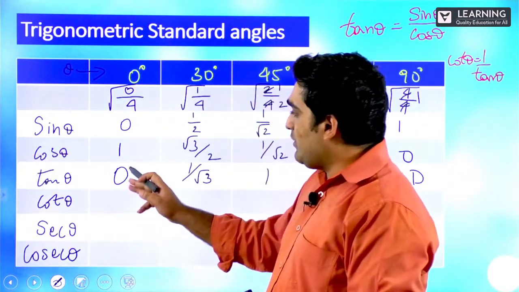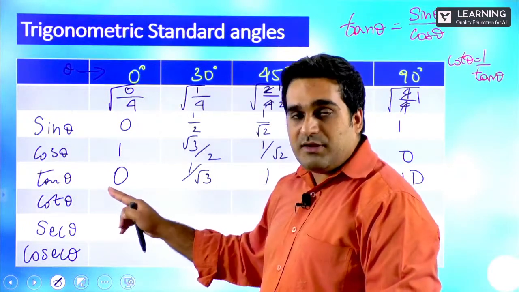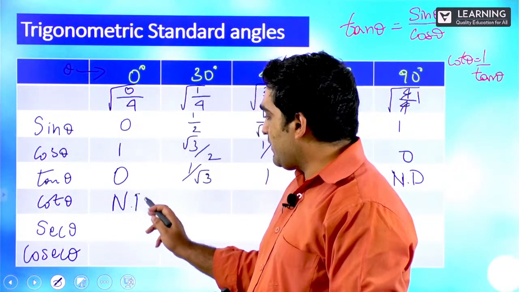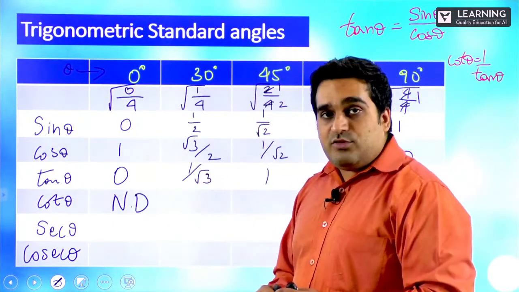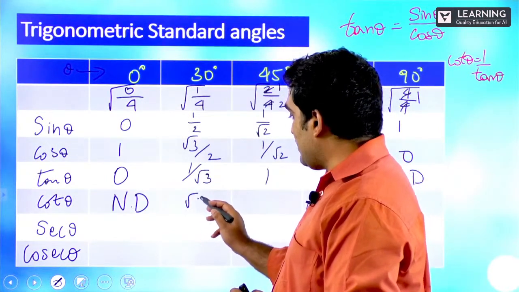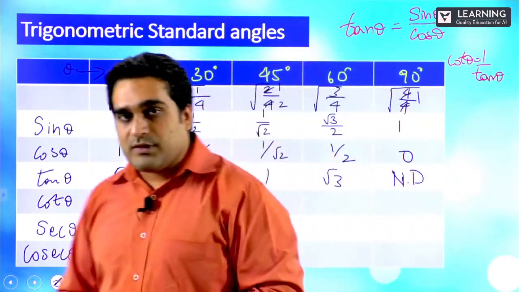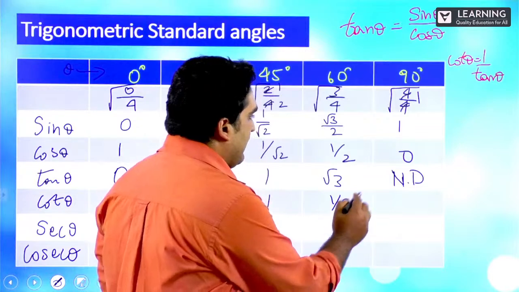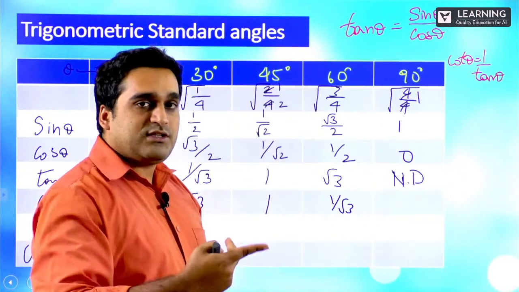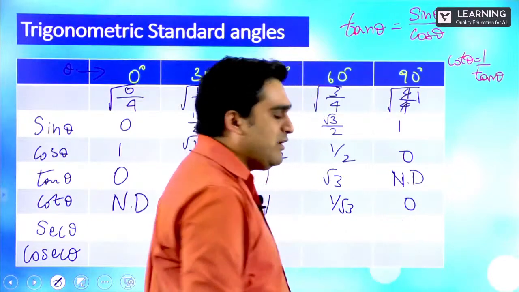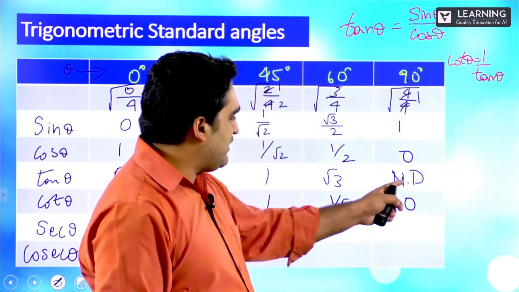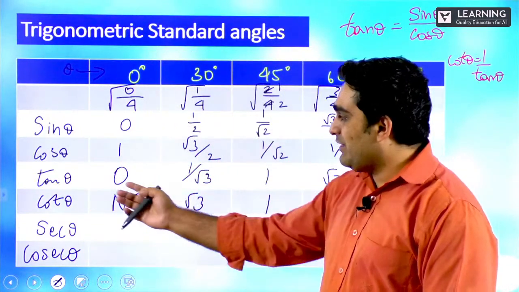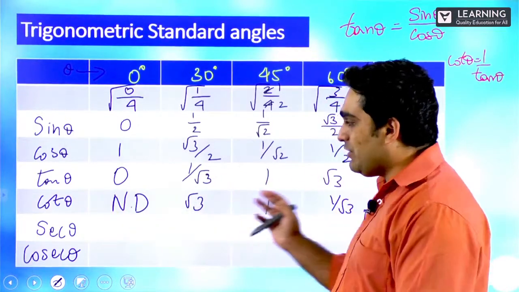So let's do that. Reciprocal means 0 will become 1 by 0, which is not defined. 1 by root 3 reciprocal becomes root 3. 1 by 1 is still 1. And root 3, when you take the reciprocal, becomes 1 by root 3. And 1 by 0, which is not defined, when you take the reciprocal, gives you 0. So technically what you could do is write it in the reverse order for cot. A very simple trick, taking tan and writing it in reverse order for cot.